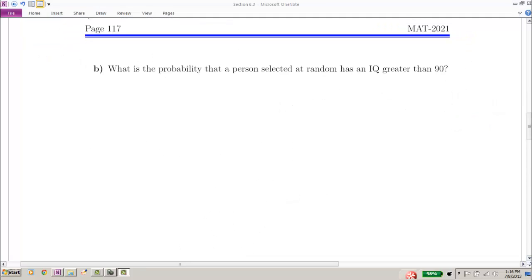Continuing on with the IQ example, remember the mean here is 100 and the standard deviation is 16. We want to find the probability that a person selected at random has an IQ greater than 90.